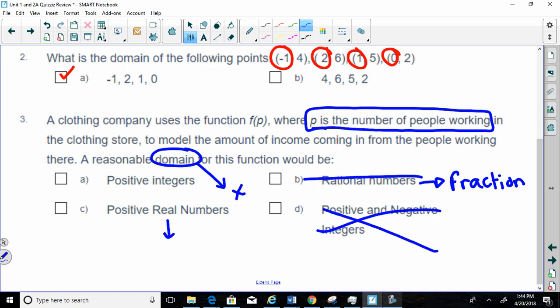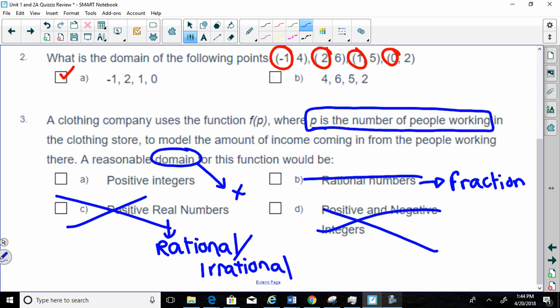So maybe some people forgot. Rational and irrational numbers are all considered real numbers. In Algebra 2, you'll learn about imaginary numbers. So I can't have a square root of 2 of a person, so it couldn't be this. I could have 0, 1, 2, etc. people. So your answer is A. So that's the answer.